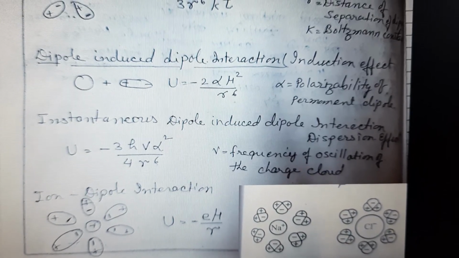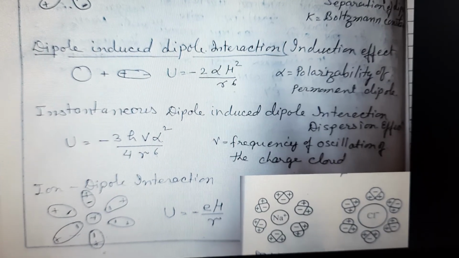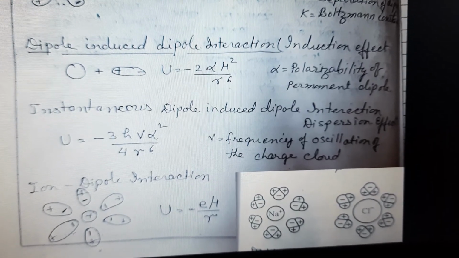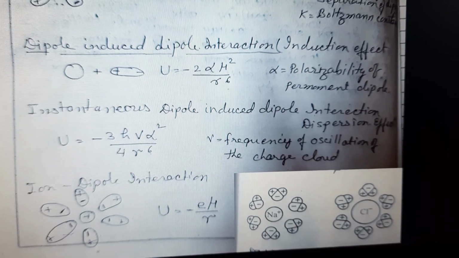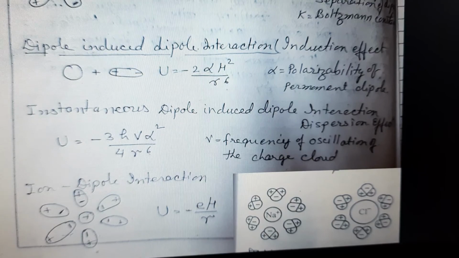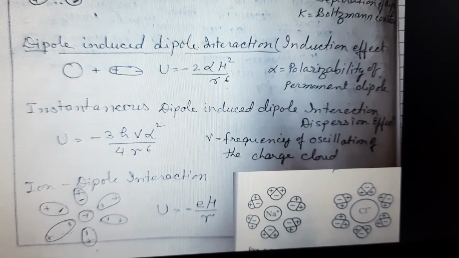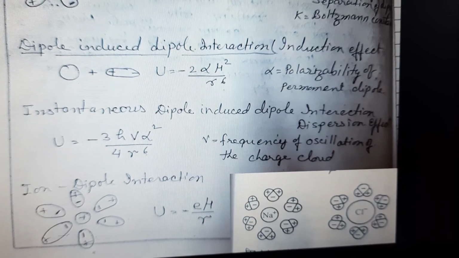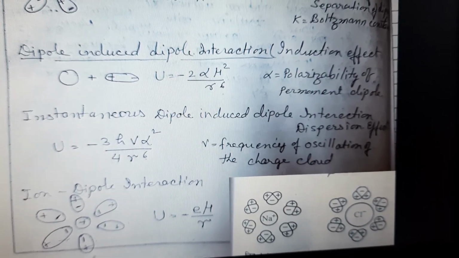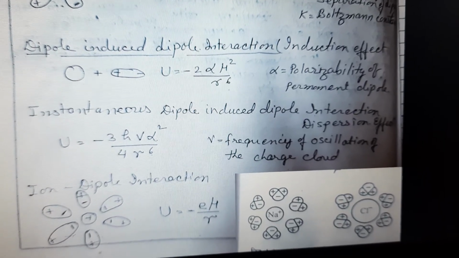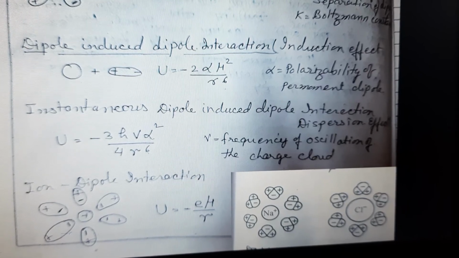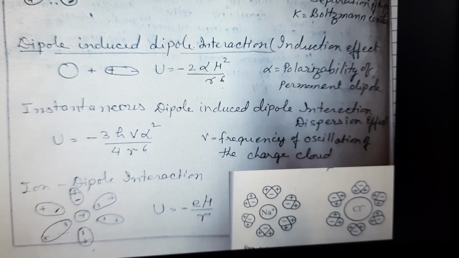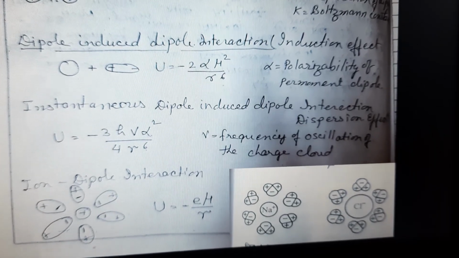The fourth is ion-dipole interaction. The negative end of the dipole is attracted to the cation and the positive end is attracted to the anion. The potential arising from this type of interaction depends upon the relative orientation of the dipole and the charge of the ion. The potential energy U is equal to minus e mu upon r, where e is the charge of the ion. But this arrangement is not ordinarily achieved as it is opposed by the thermal motion.